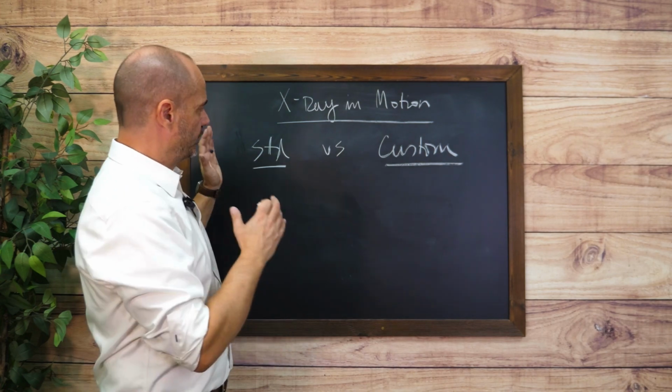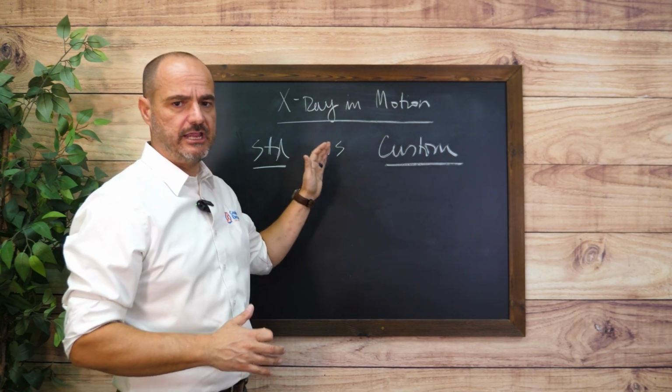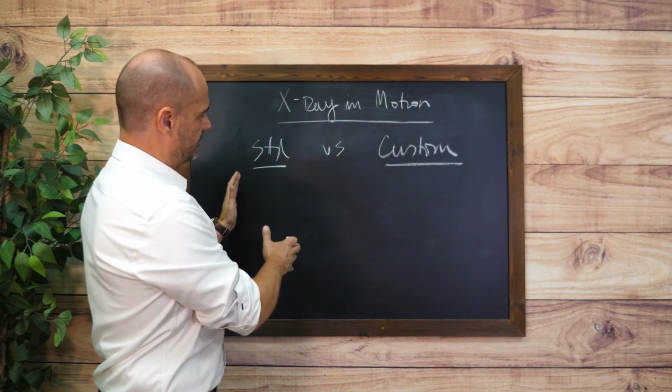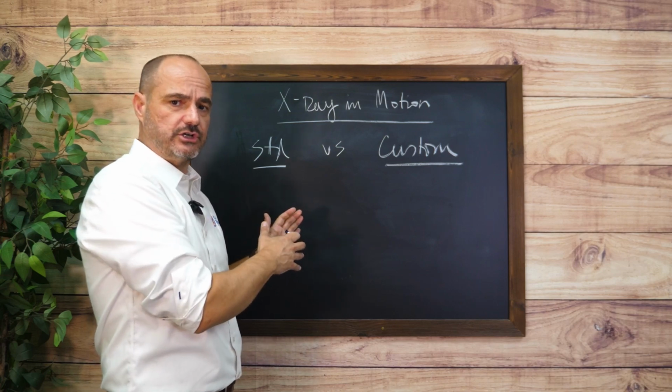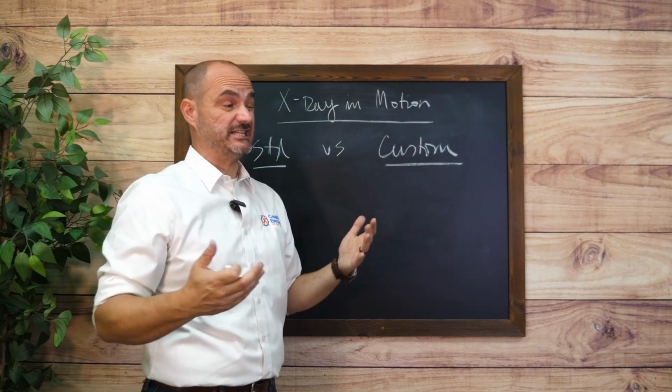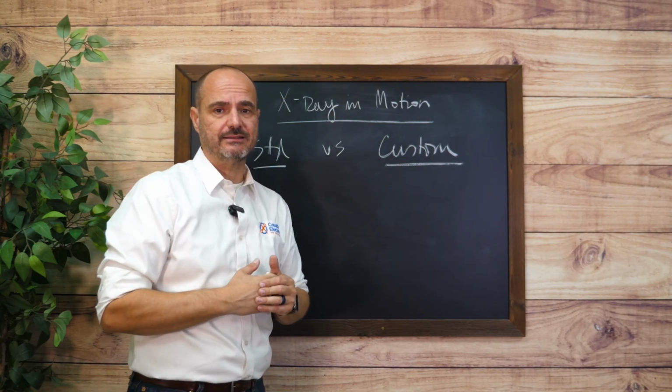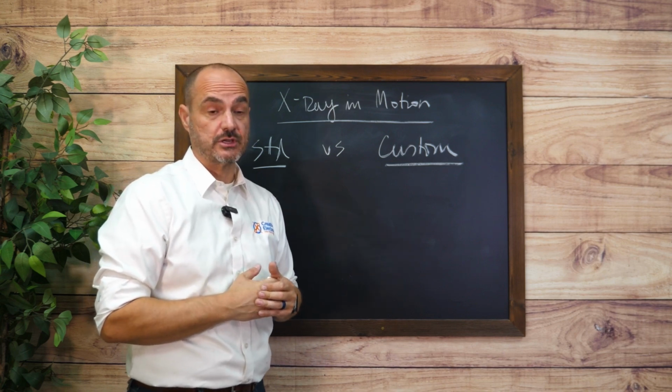So in summary, when you talk about motion in the X-ray universe, standard machines have a well-defined set of motion actuators. Custom systems have basically whatever you need to get the image that you need to get the proper adjudication of your samples. So I hope this can help.